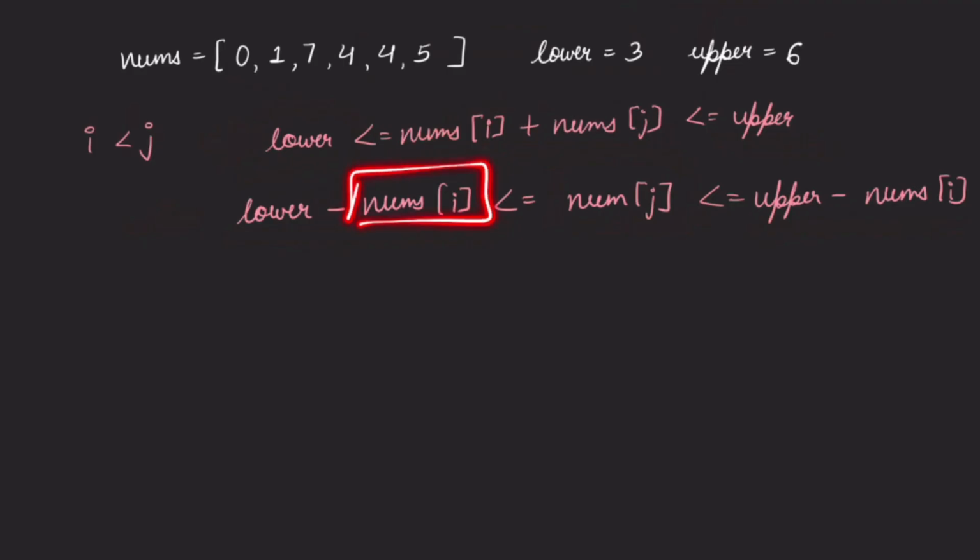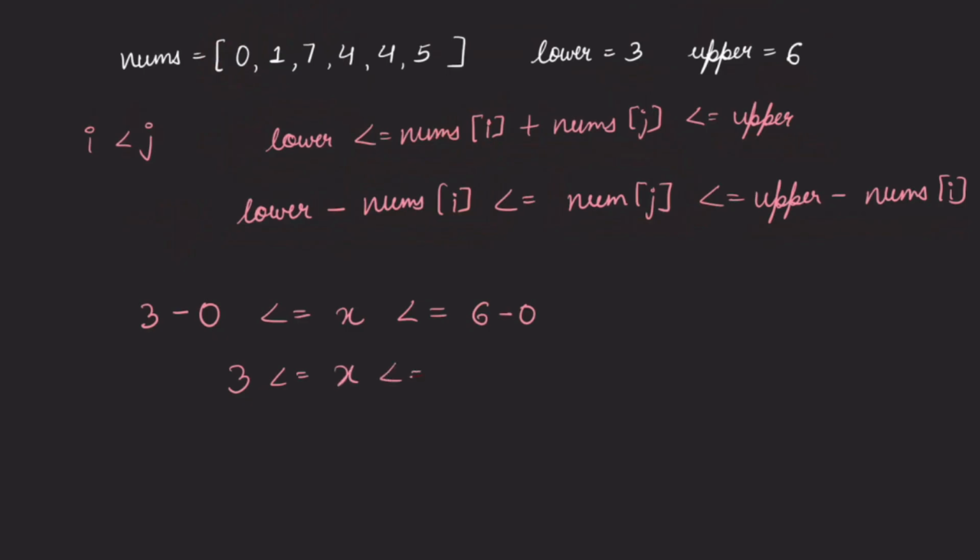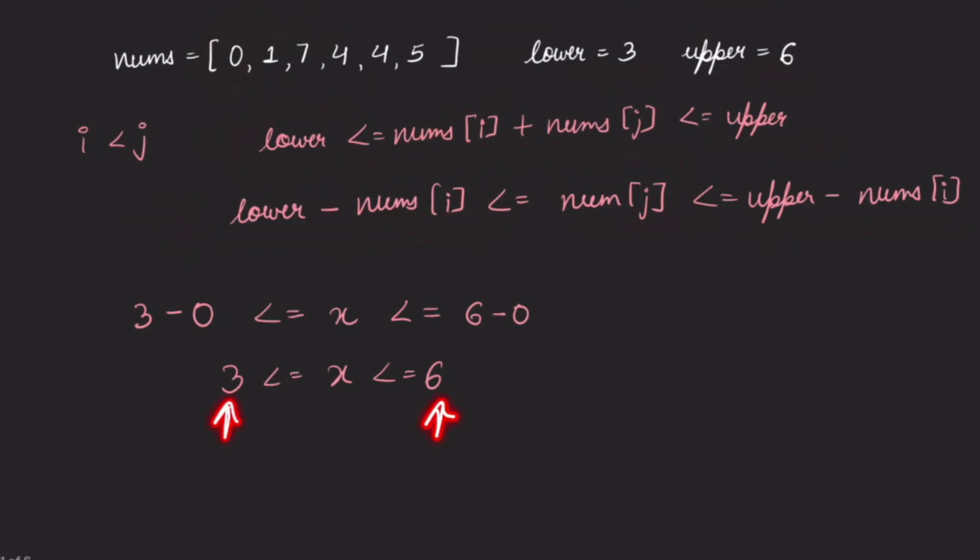Now I have fixed my nums[i] every time. In the first iteration, my nums[i] will be 0. In the second iteration, it will be 1. In the third iteration, it will be 7, and so on. So when in my first iteration my nums[i] is 0, lower is 3 and upper is 6, what will be my equation in that case? It will be 3 minus 0 less than or equals to nums[j], or let's denote it with x, and this should be less than or equals to 6 minus 0. So we can say 3 less than or equals to x less than or equals to 6. Then if I am able to identify how many elements are there within this range 3 to 6 in my nums array, can I say that whatever that count is will be the number of fair pairs where nums[i] is 0 and nums[j] will be all those numbers?